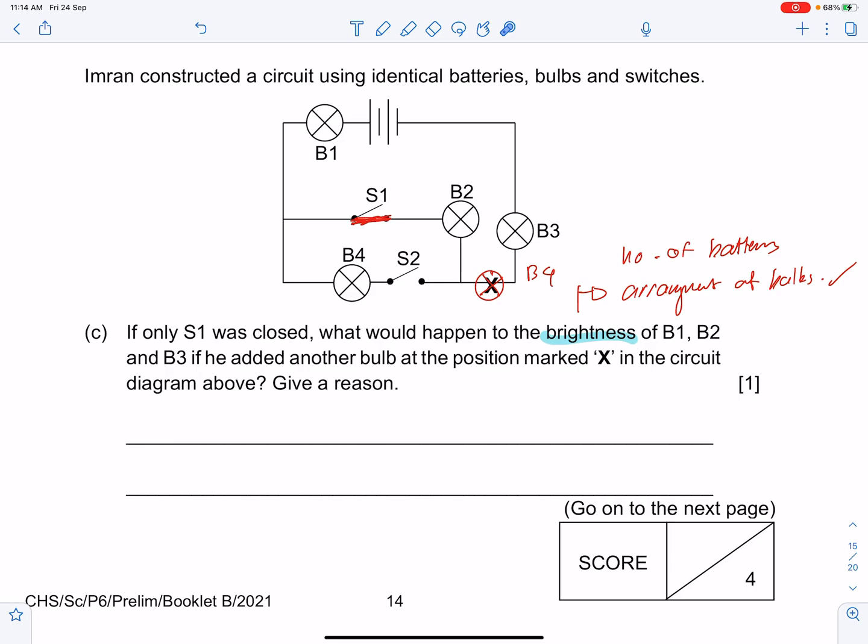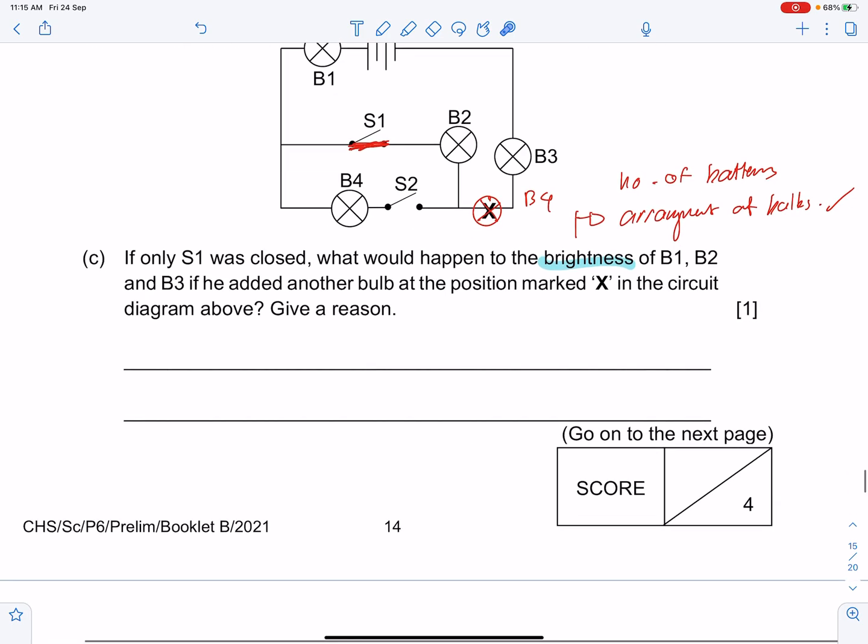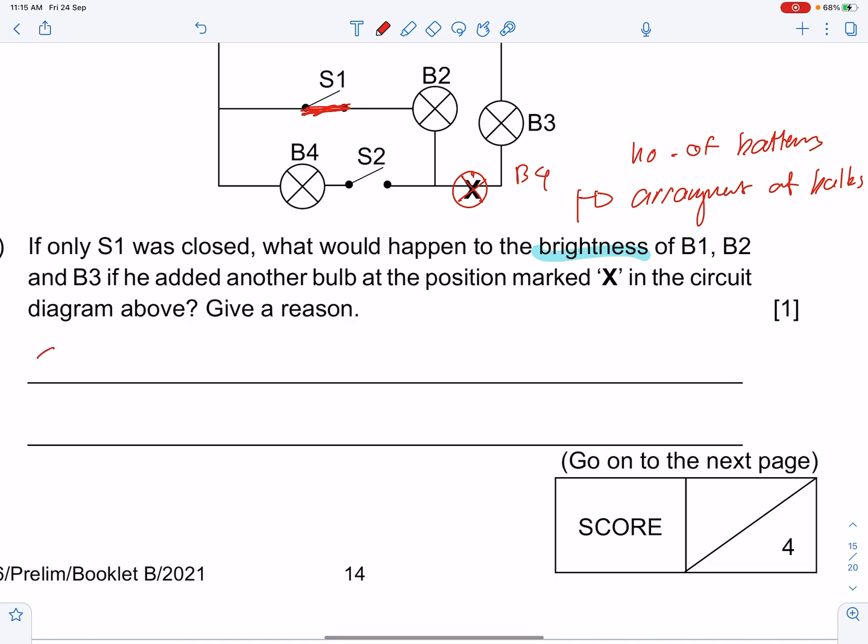It's just like if you have 10 cookies, at first you share with only 2 people. Now I tell you, you need to share with 5 people. So how many cookies do you get? You get only 2. At first, when there's only 2 people, each person gets 5. Now each person only gets 2. You got it? That is series. So what would your answer be? B1, B2, and B3 would be dimmer. That will answer the question.